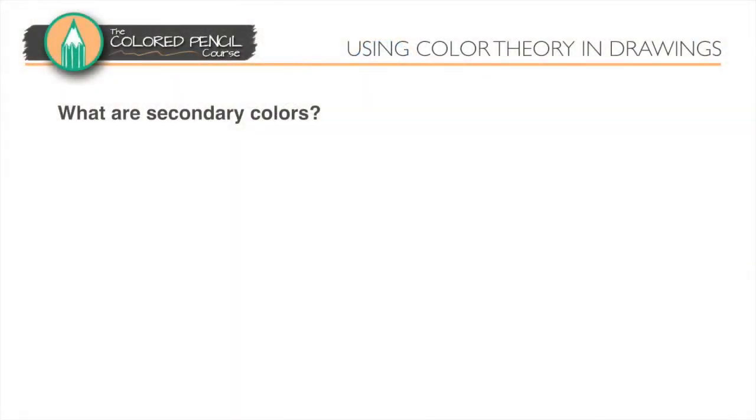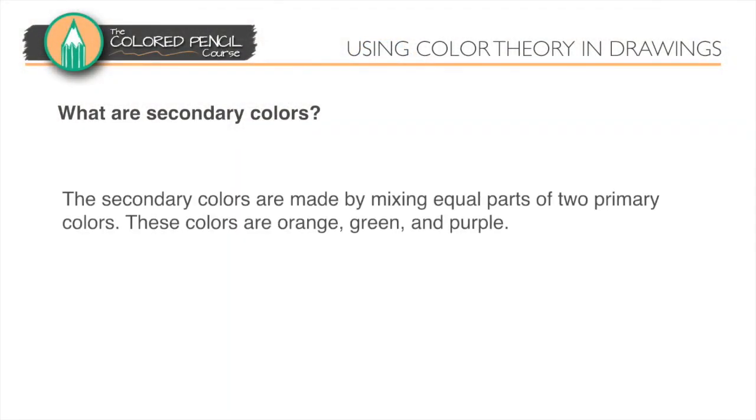What are secondary colors? Secondary colors are made by mixing equal parts of 2 primary colors. These colors are orange, green, and purple.